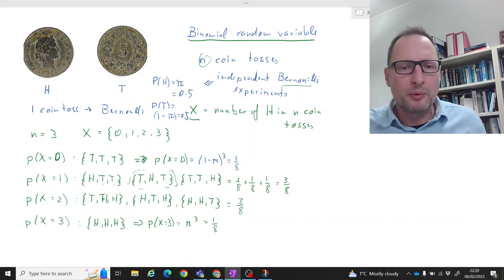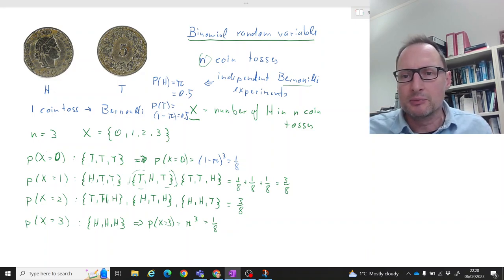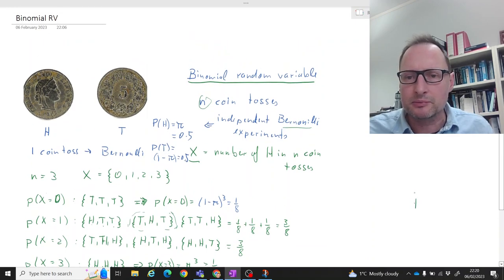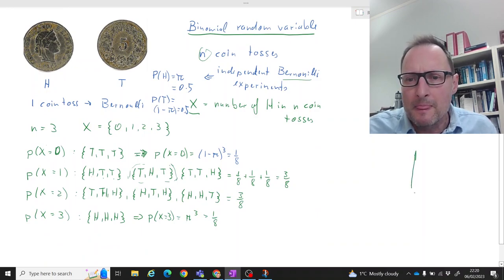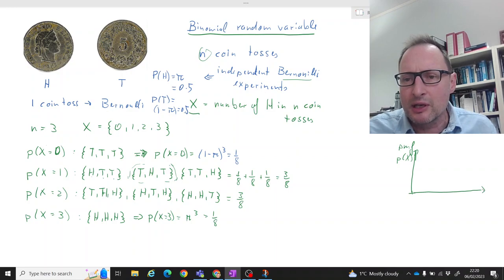So here is our probability mass function. Let me just draw a little graph here. We have our PMF, or little p of x, and here we have our outcomes, and we have as possibilities 0, 1, 2, and 3. And we know the probability mass is 1/8, 3/8, 3/8, 1/8. That's our probability mass function.